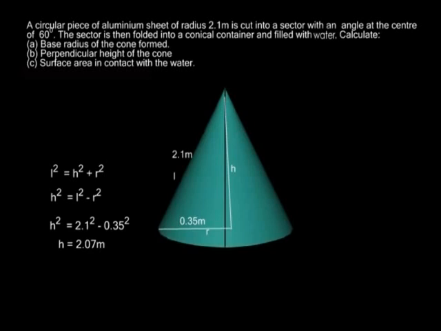C. The surface area. The surface area in contact with water is the surface area of the curved surface since the cone is open. So that is given by pi rl. If we calculate that, we are using the radius of the cone and not of the sector. So we shall have pi times 0.35 times 2.1, and that gives us 2.31 meters squared.